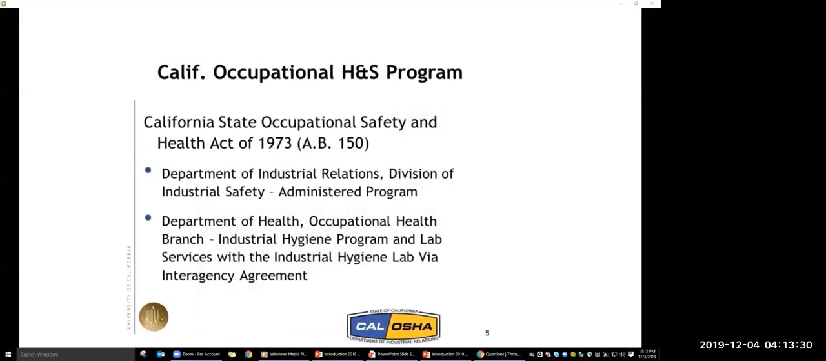With the recent Sylmar incident, there was strong legislative support for the passage of the Occupational Safety and Health Act of 1973. The Department of Industrial Relations, Division of Industrial Safety, administered the program. An interagency agreement was established with the Department of Health, the Occupational Health Branch, to provide industrial hygiene support for the Cal OSHA program, and the Department of Health Industrial Hygiene Lab provided analytical services for Cal OSHA.